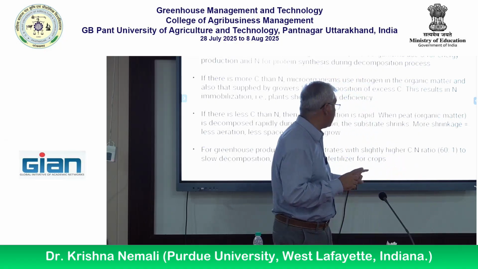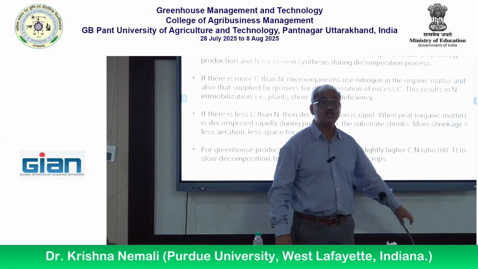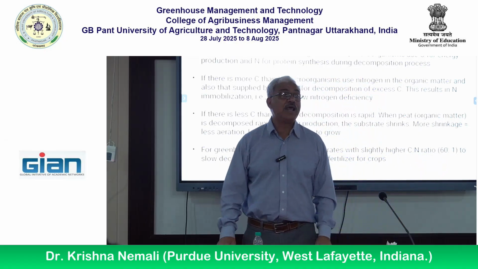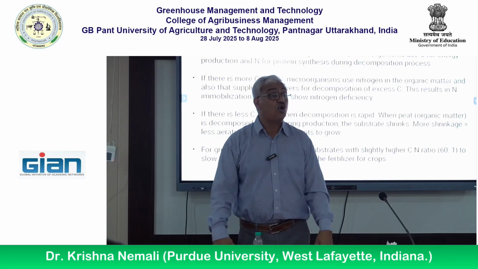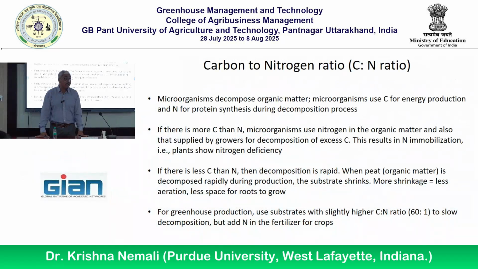So what you need to do is maintain a ratio of 60:1. That is what we recommend. Just don't buy a media blindly. Ask this question. When a manufacturer comes and says, I have a cocopeat for you, ask him, do you know what the carbon nitrogen ratio is? If he says, I don't know, don't buy from him. He doesn't know anything. You now know why the carbon nitrogen ratio is important.